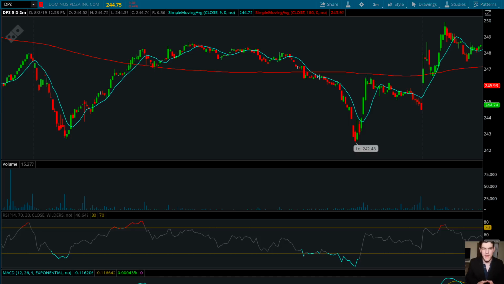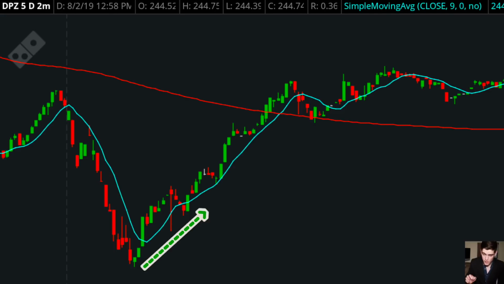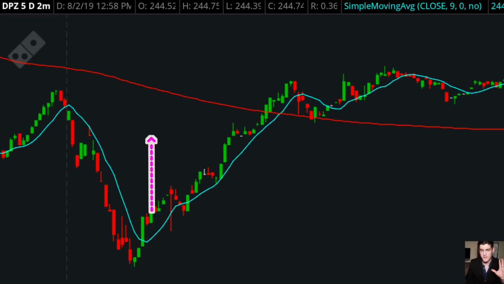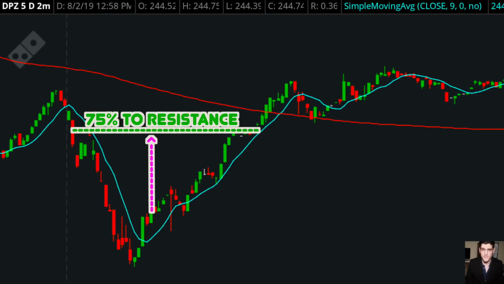So what does this pattern look like on the chart? Well, here we have DPZ. We saw DPZ create a sell-off after dipping below our blue SMA line towards oversold. Then we saw it increase back over and display a 3-bar play with our igniting bar, our baby bar, and our pattern confirmation bar. Simply buying in at pattern confirmation and selling out using the 75% to resistance rule would have allowed us to profit off the run-up.